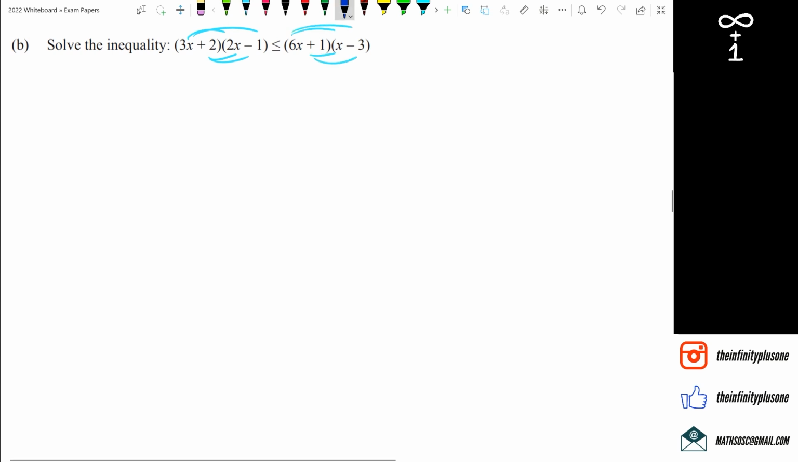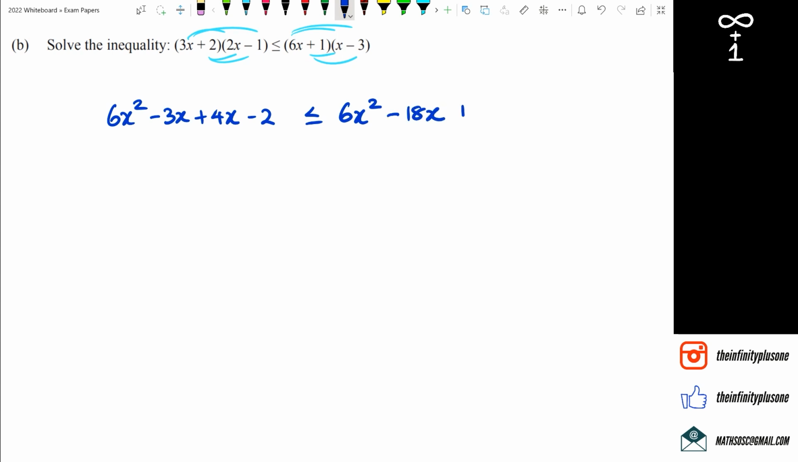Tops and bottoms. So let me do the first one. So I got 3x times 2x, which is 6x squared, minus 3x. Then I've got 2 times 2x, which is 4x, 2 times negative 1, which is negative 2, and all of that is less than or equal to 6x times x is 6x squared, 6x times minus 3 is negative 18x, 1 times x is 1x, 1 times negative 3 is negative 3.